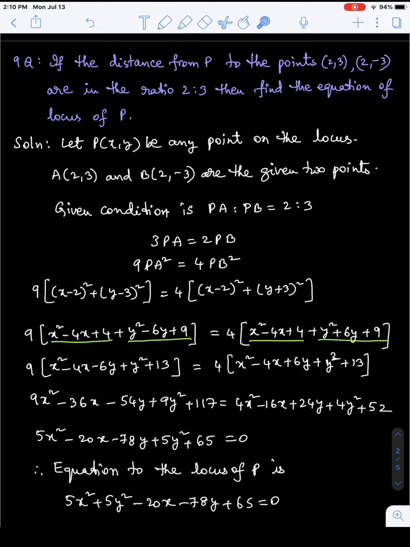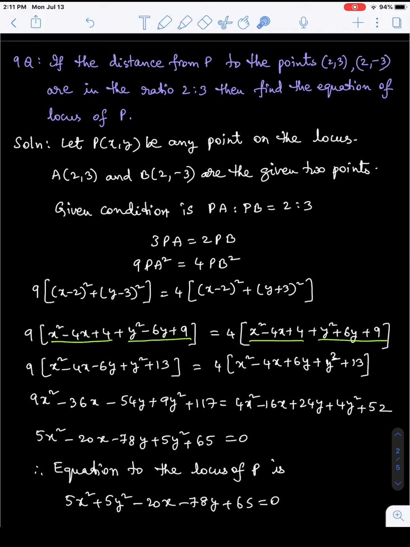And remove the brackets in both LHS and RHS. So 9x square, 9 4s are 36x, 9 6s are 54y, 9 1s are 9y square, 9 13s are 117, 4 1s are 4x square, 4 4s are 16x, 4 6s are 24y, 4 1s are 4y square, 4 13s are 52.